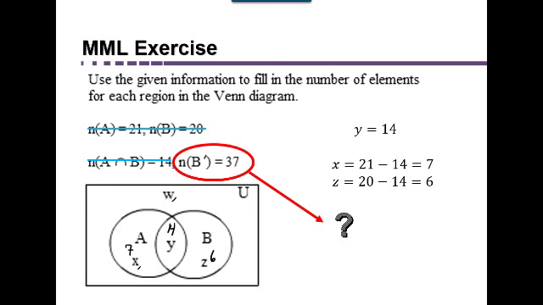And we know that X has 7, so W must be 37 minus those 7 we've already accounted for, which equals 30. So we can say W is 30, and now we have all of the unknown pieces. So this is basically what you're going to be doing with survey questions, except they're going to be applications.